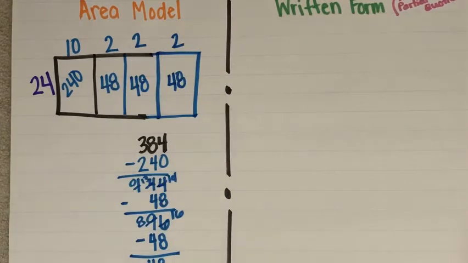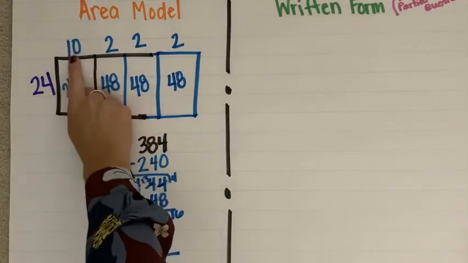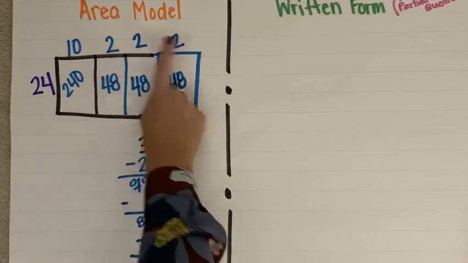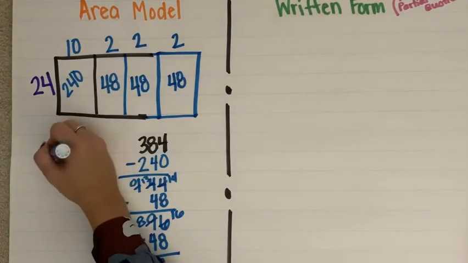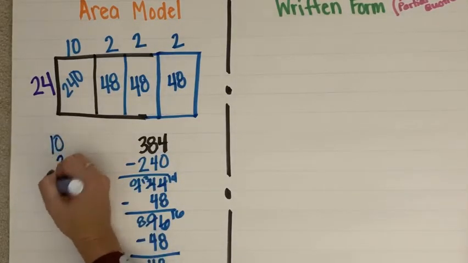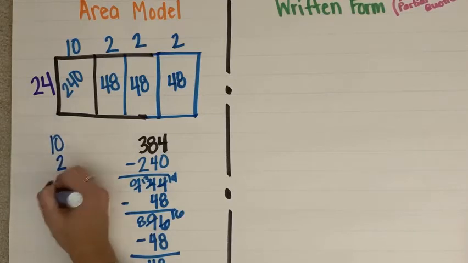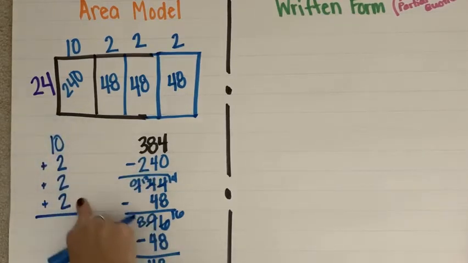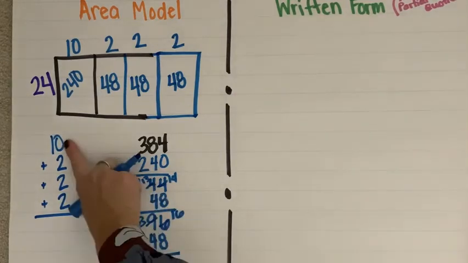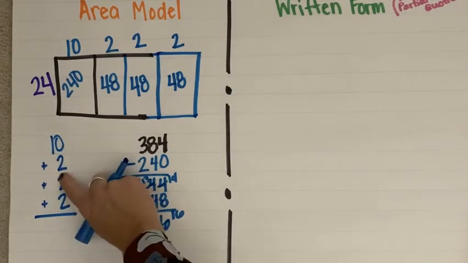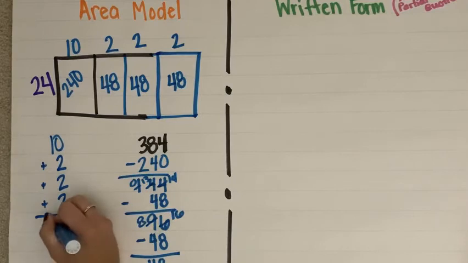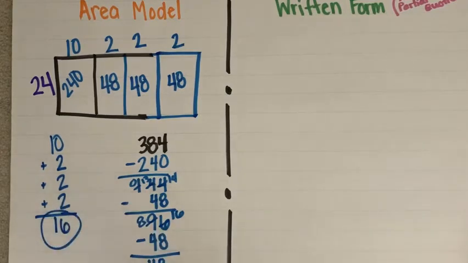So now what I'm going to do is I'm going to go up here. Here are my partial products, 10, 2, 2, 2. I'm going to add all of my partial products together, 10, 11, 12, 13, 14, 15, 16. And I get 16 as my quotient, or the answer to this problem, which would be there are 16 classrooms at Decca Middle.